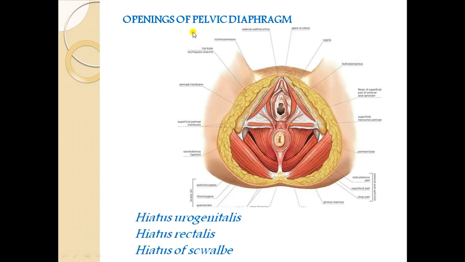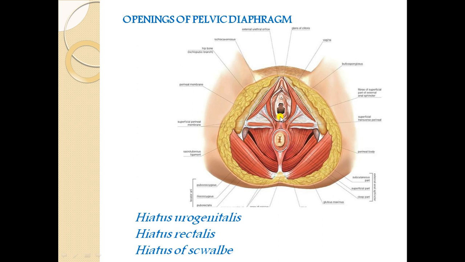Next we will see the openings of the pelvic diaphragm. Two important openings are presented here: one is called the hiatus urogenitalis, and the other is called the hiatus rectalis, the rectal opening. The hiatus urogenitalis is a triangular opening, and it lies in the anterior part of the levator ani muscle.